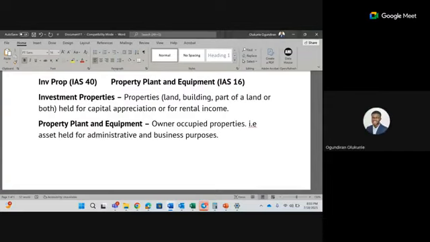So when we talk about investment properties, we are referring to assets held for administrative purposes, right? If I have a property, let's say a building that has 3 floors. I use my first floor for business, my second floor for rental income, and my third floor for rental income. So can somebody tell me how I'm going to classify?